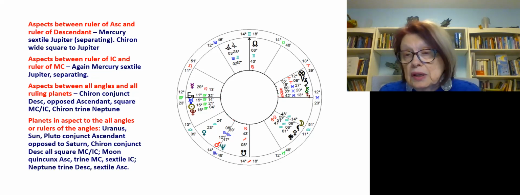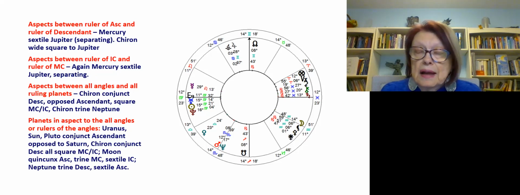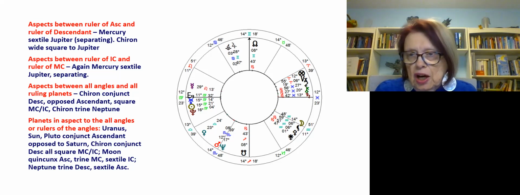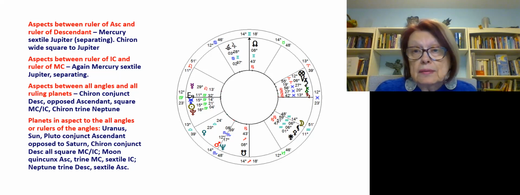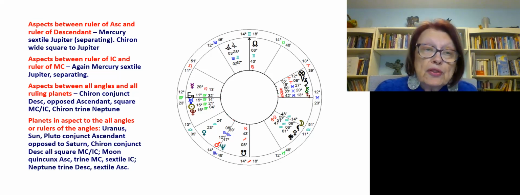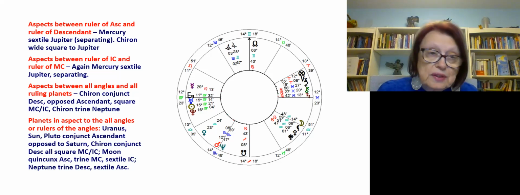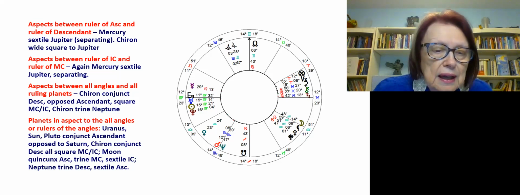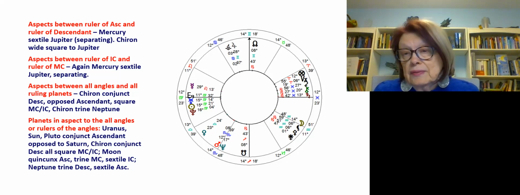So whether you view it as an asteroid or whatever you view it, because it's a bit of a maverick, in this particular chart, it has a lot of power. Although if you consider Chiron connected very strongly to Virgo as I do, then you would say that it's not in detriment. Okay, planets in aspect to all the angles or rulers of the angles: Uranus, the Sun, Pluto conjunct the ascendant, and you can see the rest on the screen. It's a really complex picture.